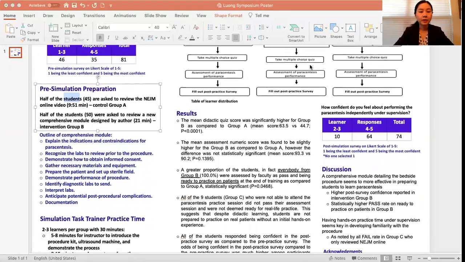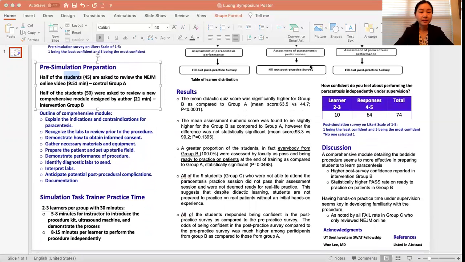The outline of the module included the indications for paracentesis, the labs to review prior, how to obtain informed consent, gather the materials, prepare the patient, the actual demonstration of the procedure, identify the labs to send, how to interpret them, anticipate post-procedural complications, and then the documentation of the procedure.